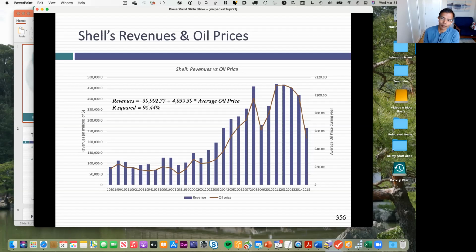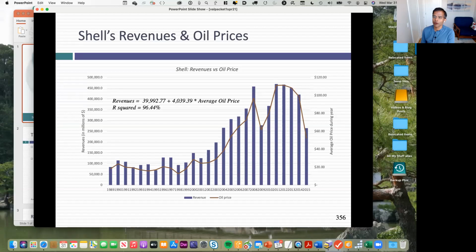These two look like they move together. I mean, this is like in lockstep, right? In fact, if you don't believe me, all you need to do is check out the R squared. 96.4% of the variation in revenues over this period can be explained by just oil prices.